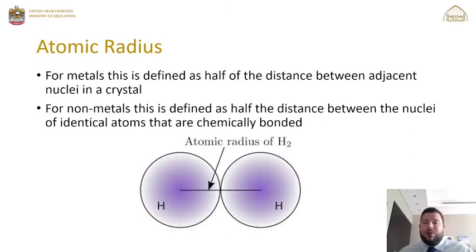And I've got an example here. So this is the atomic radius of hydrogen, H2. Now please be aware that it's only half of the distance that's shown on that line. So the atomic radius would actually be this here, okay? It's half of the distance between the nuclei of identical atoms. So we've got atomic radius of 1 here, and we've got another one just here.